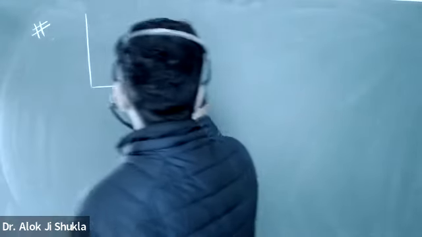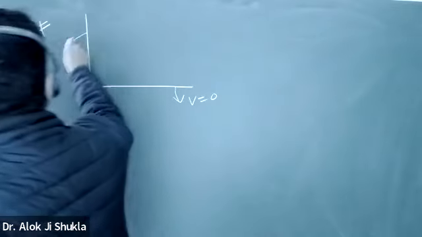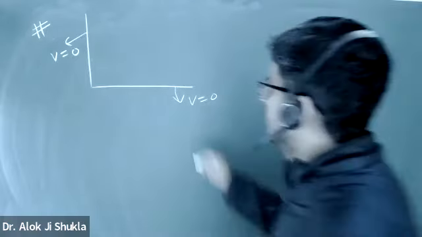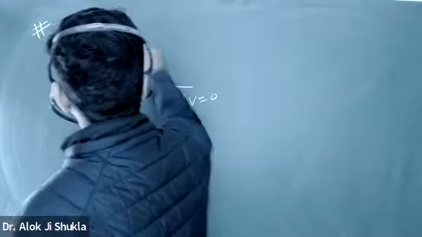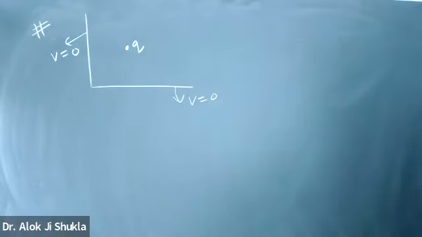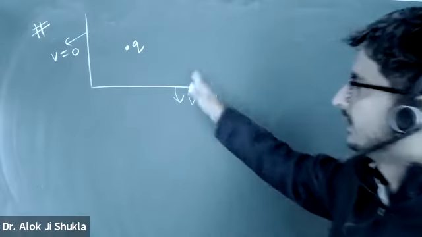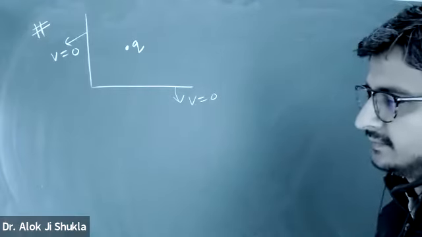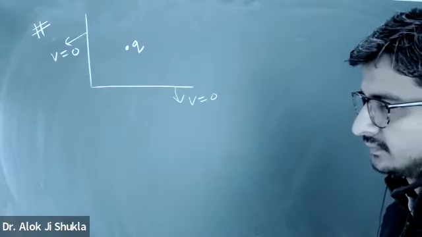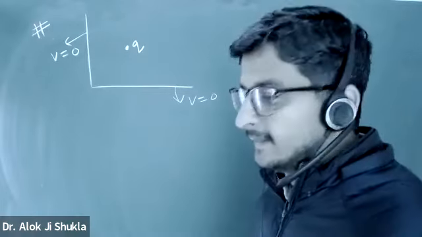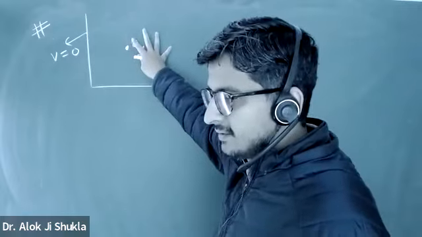So suppose you have grounded perpendicular conductors, both are grounded, and a q charge is placed here. I want to get the potential at any point. In which region can I calculate the potential? Sir, in the region where q is. Yes. Only in this region. Okay.